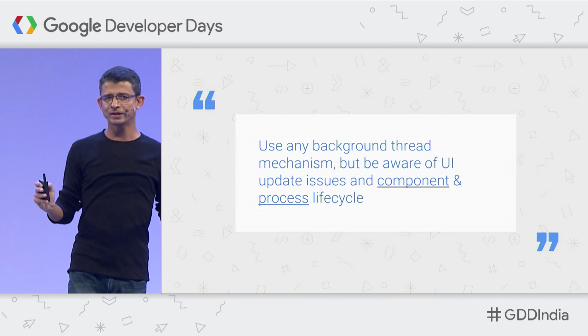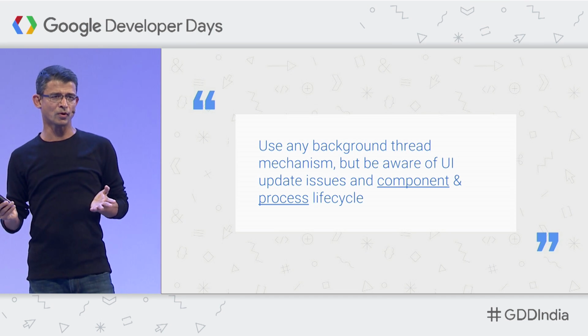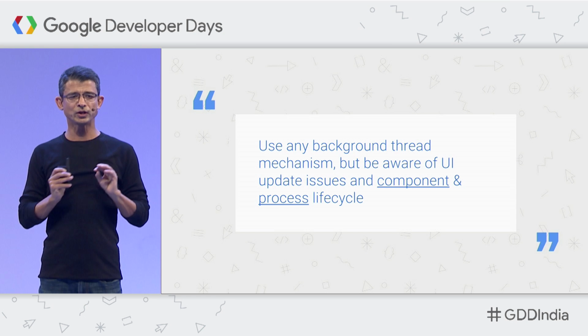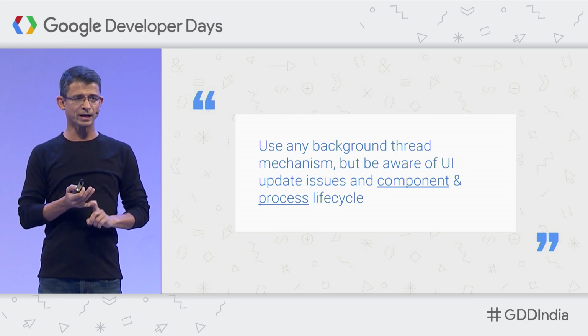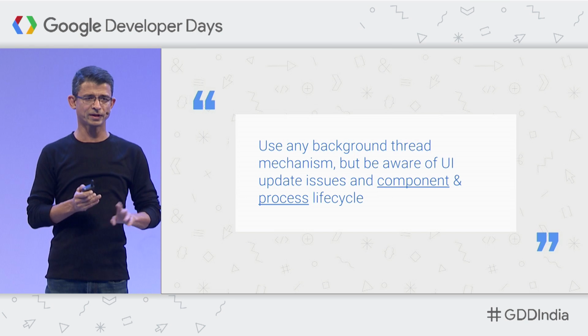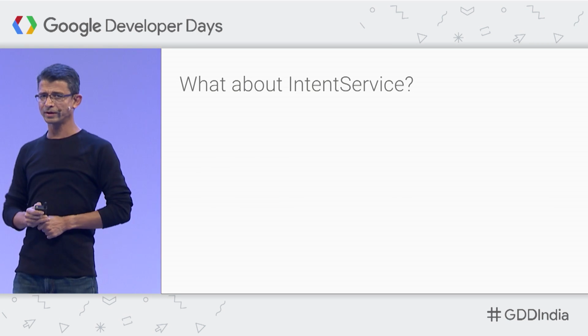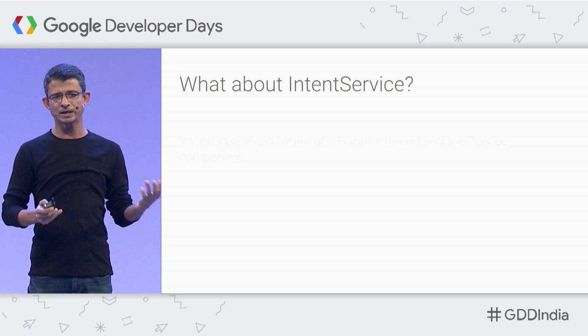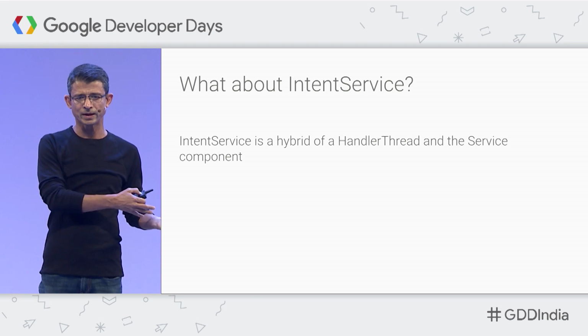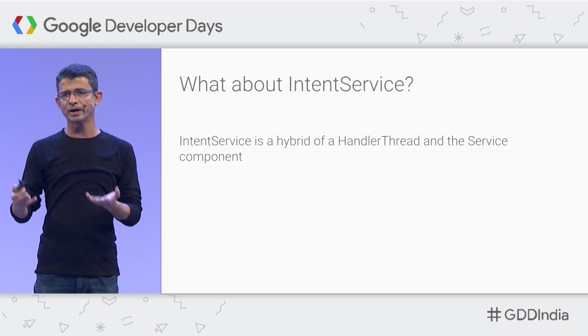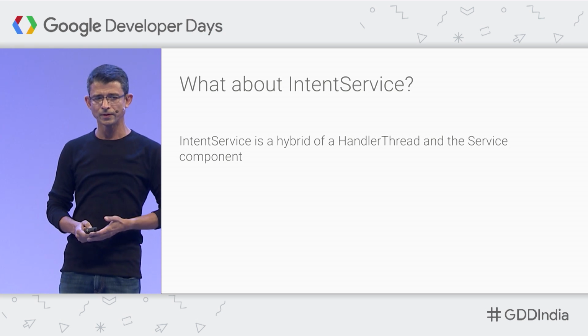So a best practice here is to use any background thread mechanism you want, but be aware of the UI update issues and also component and process lifecycle. So that's the key here. But people say, OK, what about IntentService? So there is IntentService which we have been using, which essentially is nothing but a hybrid of a handler thread and the service component, which is a very nice way of actually doing some background work.